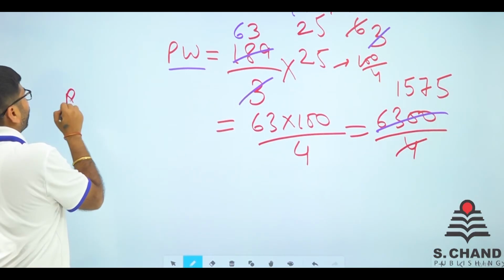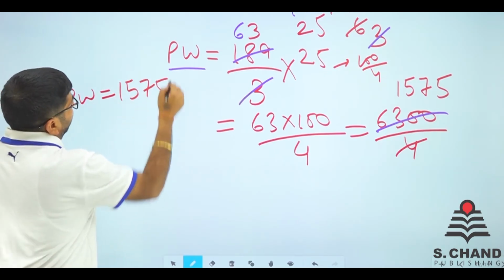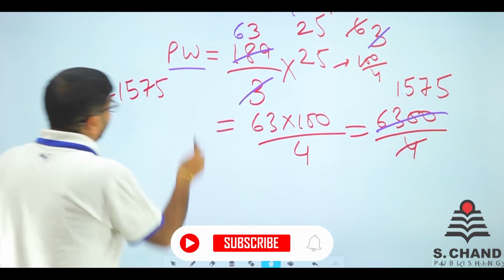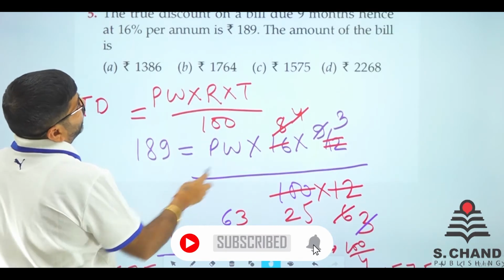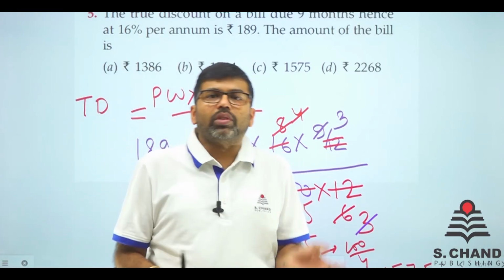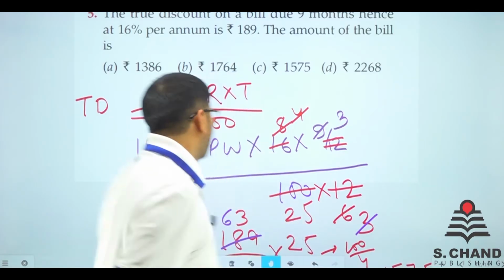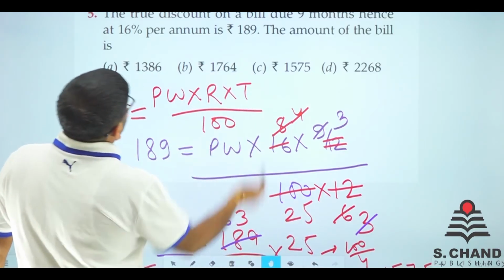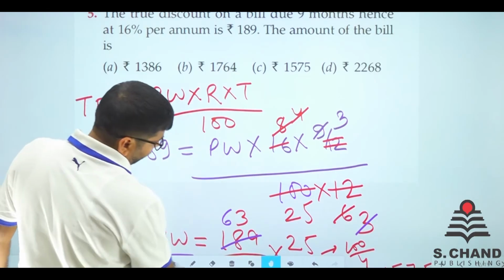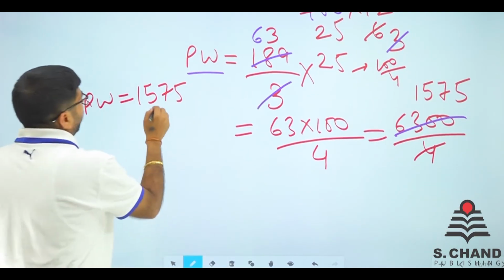Now I have got PW as 1575, right? But this is not what is asked. What I am asked is the amount. So amount is what? When you add the TD to the present worth, present worth plus true discount goes to amount. So we have TD as 189, right? So what we'll do is we will add 189 to it.